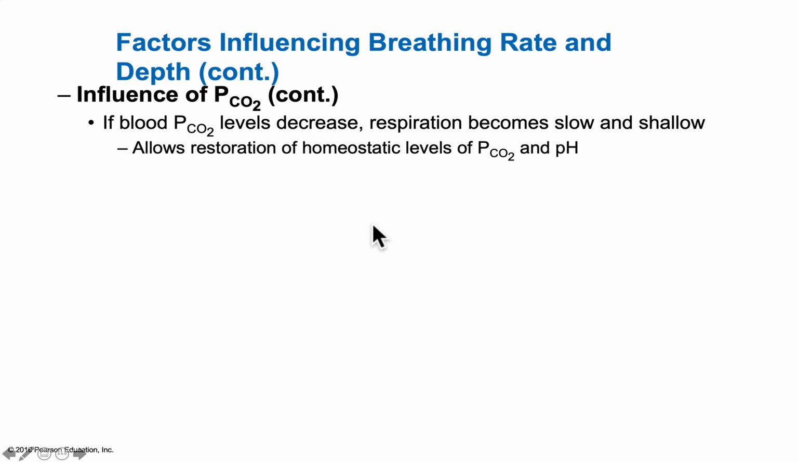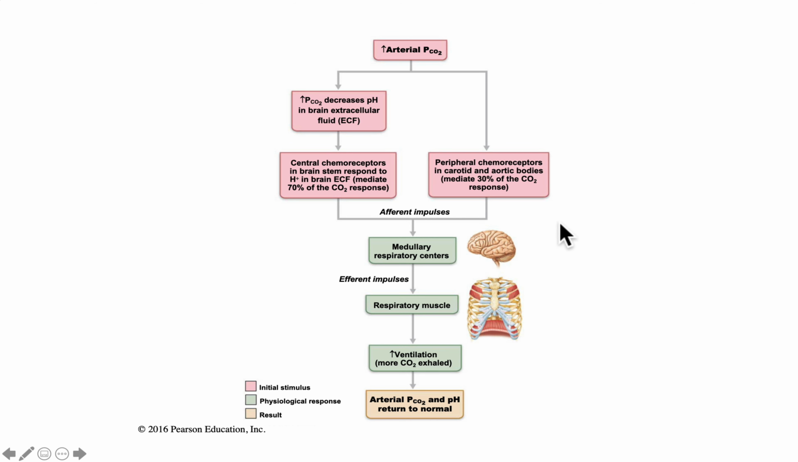When carbon dioxide levels are abnormally low, we essentially have the opposite take place. Respiration gets inhibited, breathing becomes slow and shallow, and this continues until the partial pressure of carbon dioxide and pH decrease. So essentially what we're looking at in this illustration is that changes in carbon dioxide regulate ventilation by the negative feedback mechanism.